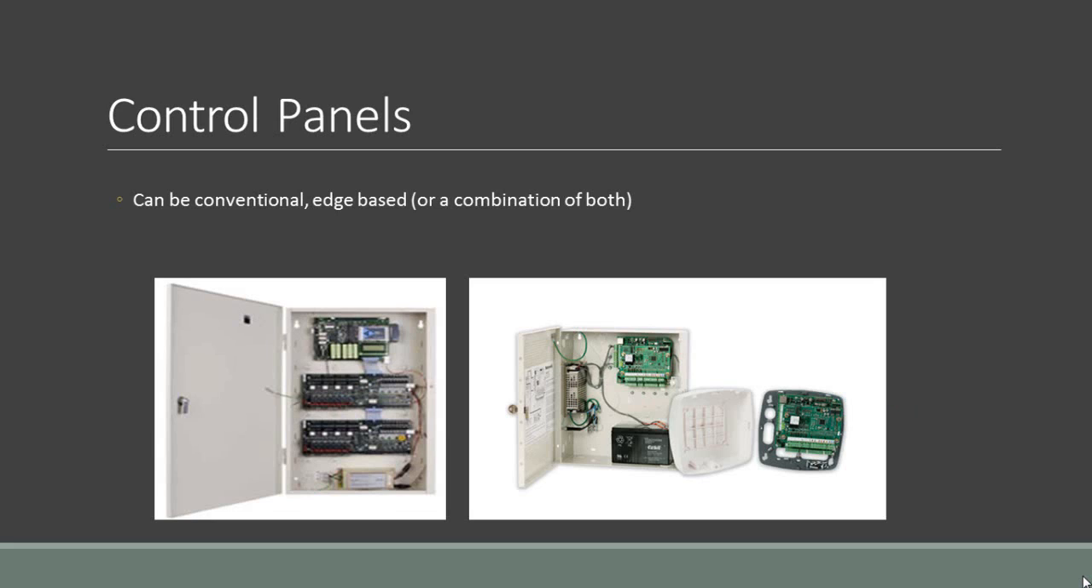Control panels can be conventional, edge-based, or a combination of both. Conventional panels, as shown on the left, need to have all wires run to the door with a home run back to the panel, whereas your edge-based panels, as shown on the right, typically only need a network CAT6 from the switch using power over Ethernet.